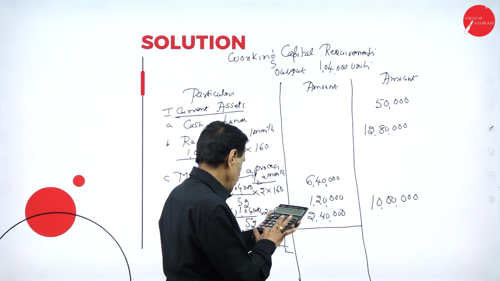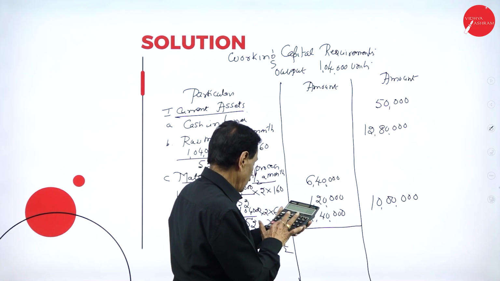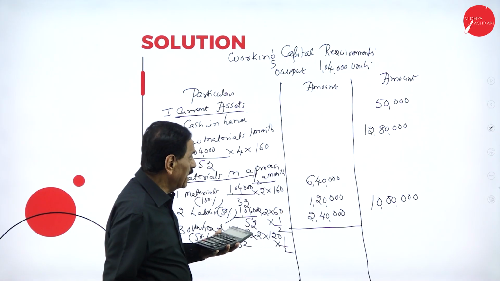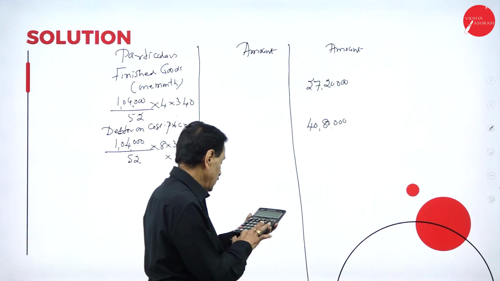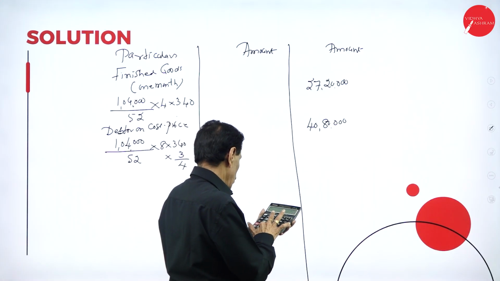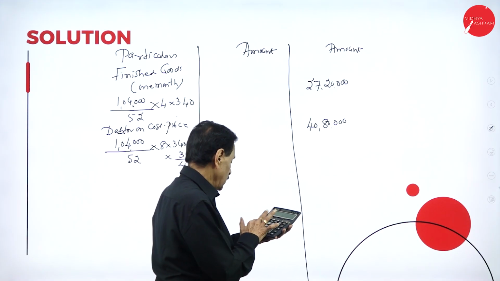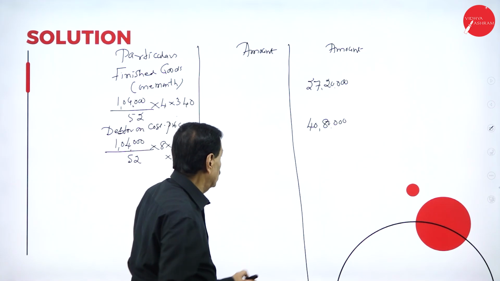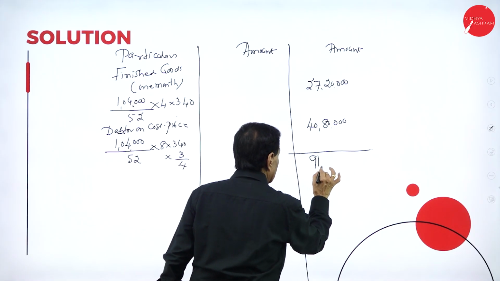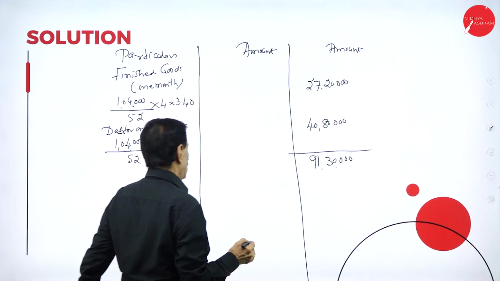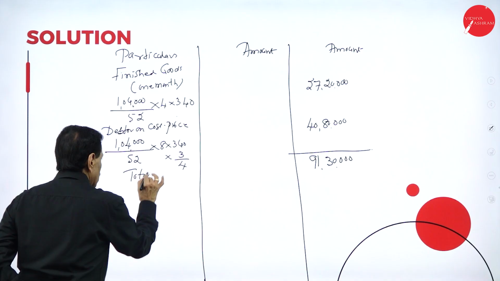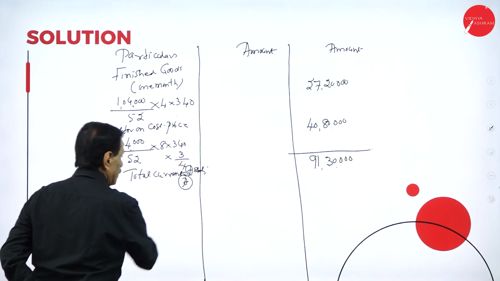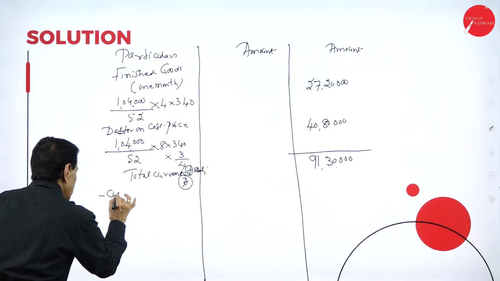50,000 plus 12,80,000 plus 23,30,000 plus 27,20,000 plus 40,80,000 is 91,30,000. This is total current assets. Call this as A, minus current liabilities.